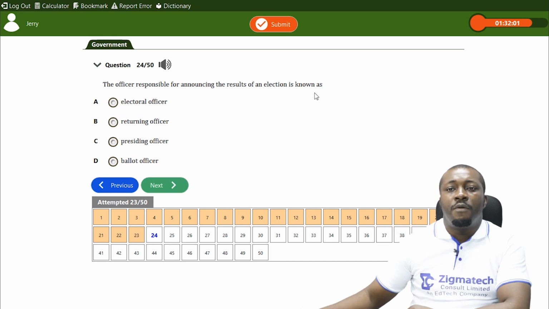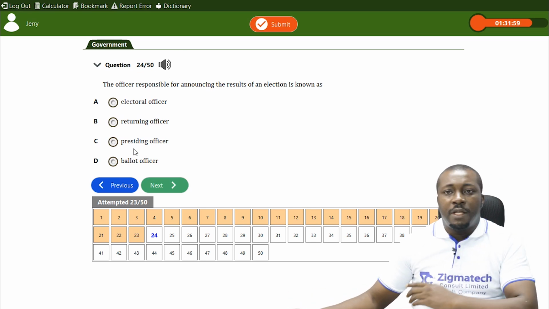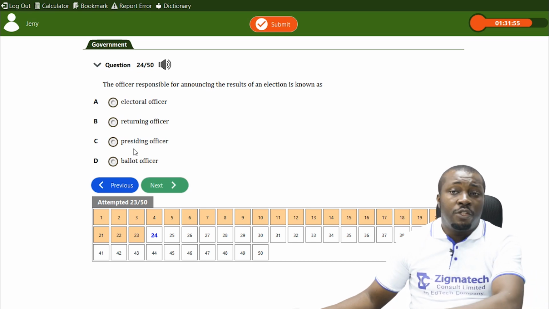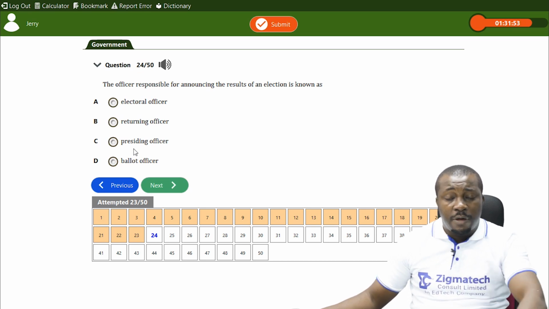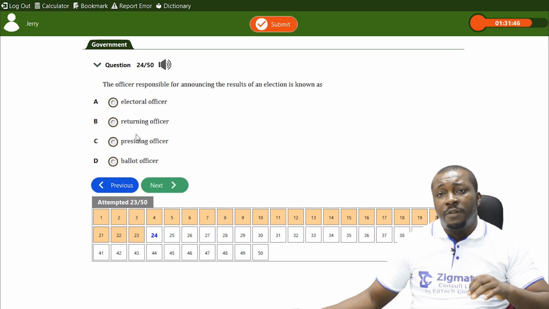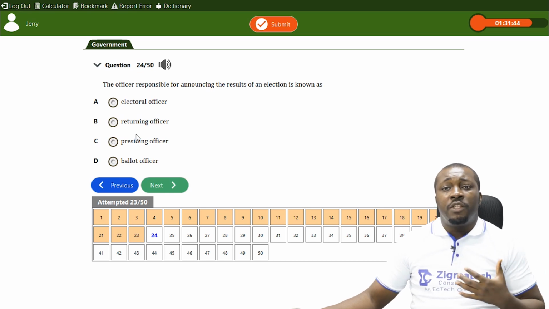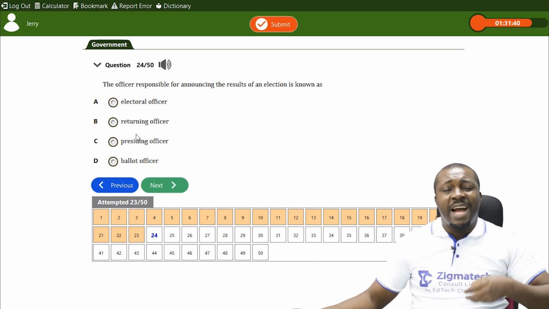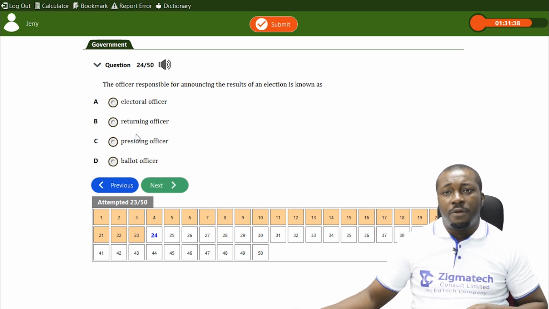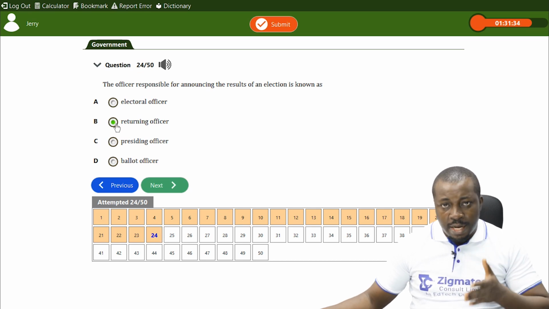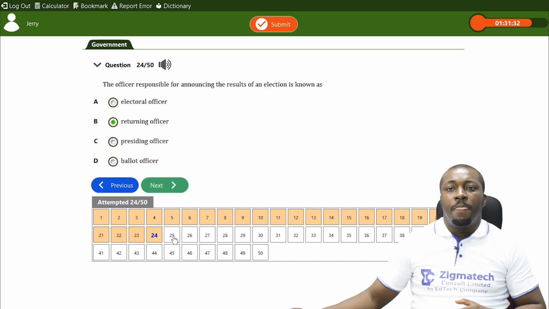Now, we also have what we call the presiding officer. The presiding officer is a person that works at the polling station. We have collation officers that receive results from the presiding officers and collate them. And then we have the returning officer. This is the person that is responsible, that gives the result, and this is the person that announces the result. So the answer is the returning officer. He announces the result and declares the winner of the election.